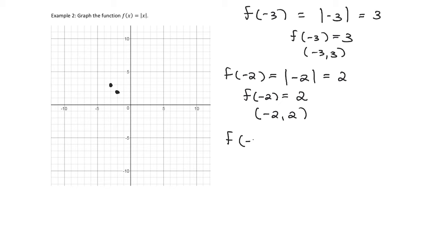For f of -1, that's the absolute value of -1, which is equal to 1. So f of -1 is 1. That's the point -1 comma 1.